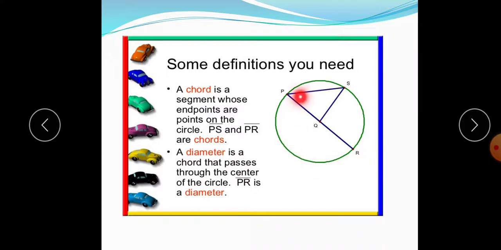What is the difference between a diameter and a chord? A diameter is also called a chord, but all chords are not diameters, while all diameters are chords. You should remember this. A chord that passes through the center of the circle is called the diameter. Half of it is called the radius of the circle. The diameter will be twice the radius, and the radius will be half of the diameter.